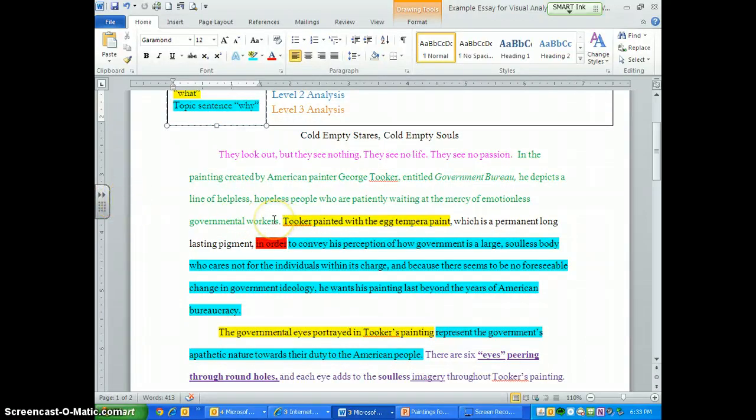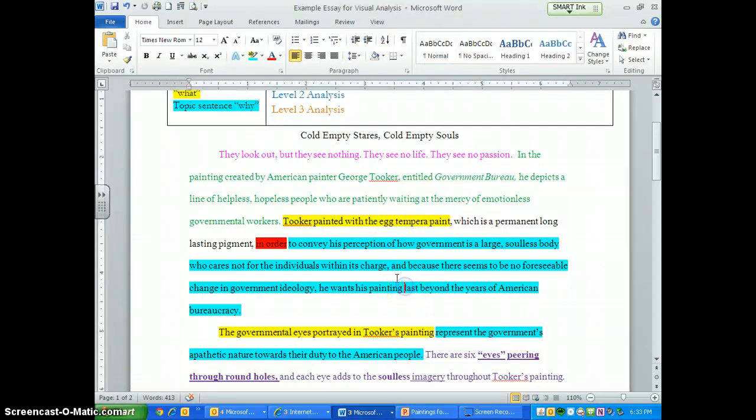So I did the what, which is obviously going to be the painting. The why is what you're taking away from it. So this does that, but it's kind of awkward. Tooker painted with egg tempera paint, which is a permanent, long-lasting pigment, in order to convey his perception of how the government is a large, soulless body who cares not for the individuals within its charge. And because there seems to be no foreseeable change in the government ideology, he wants his painting to last beyond the years of American bureaucracy.